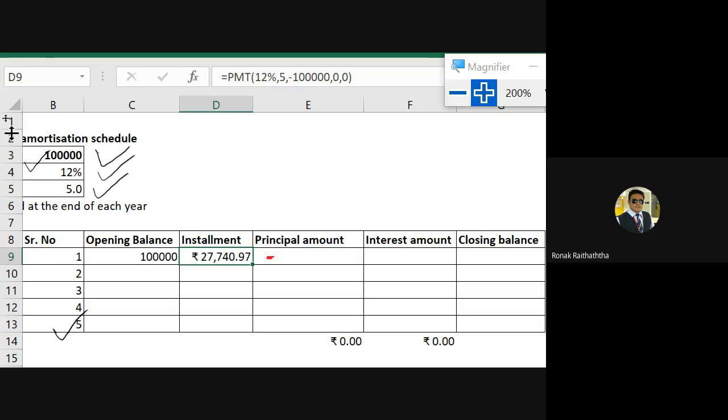We would just copy this, or we may just go to the right hand side, and once this kind of a cross is visible to you, then you may just double click over there and you have the installment amounts written in each and every cell.